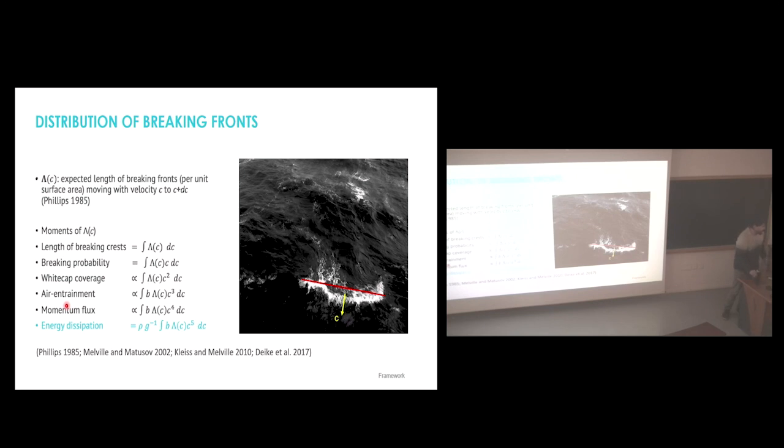So a few studies introduced this lambda of C yesterday. This is the length of breaking crest moving with velocity C to dc. And the different moments you can relate to different processes happening. First moment is related to the breaking rate at a given point.